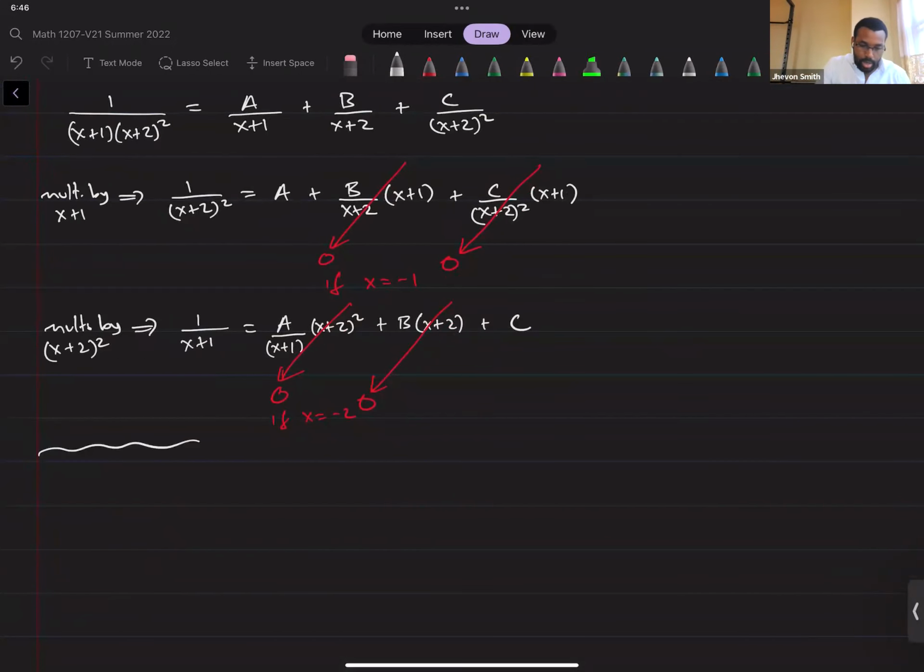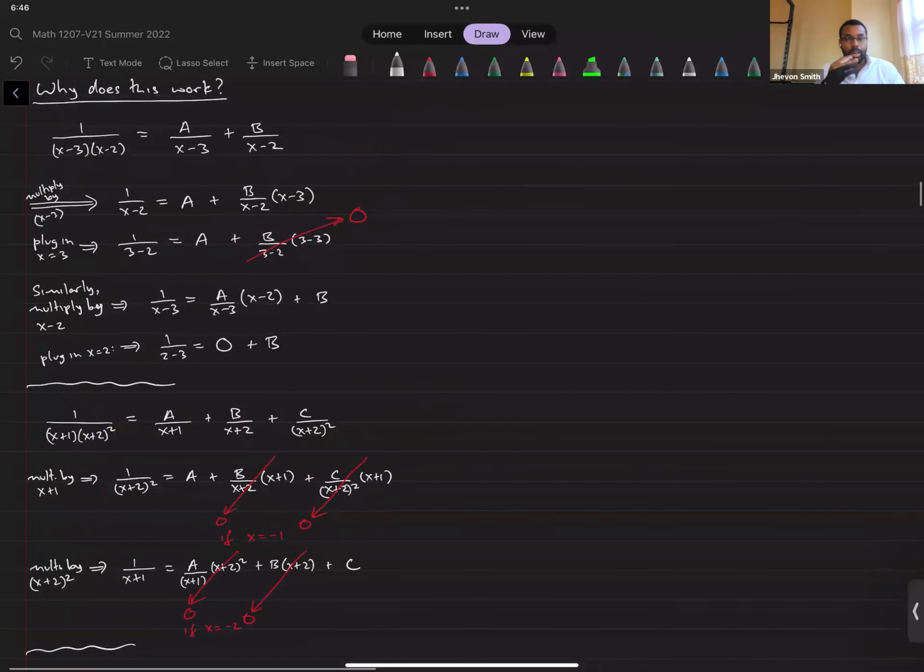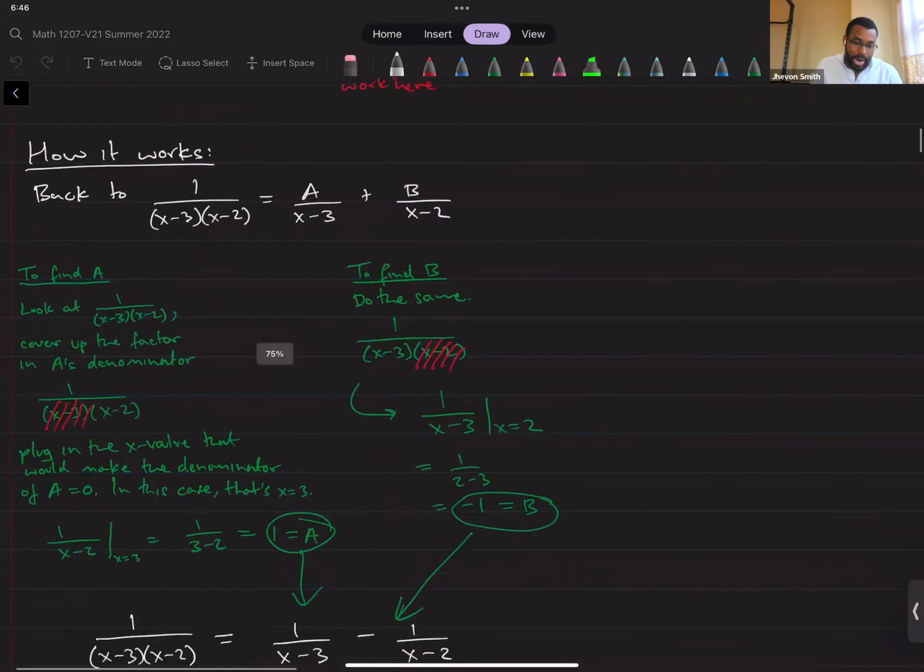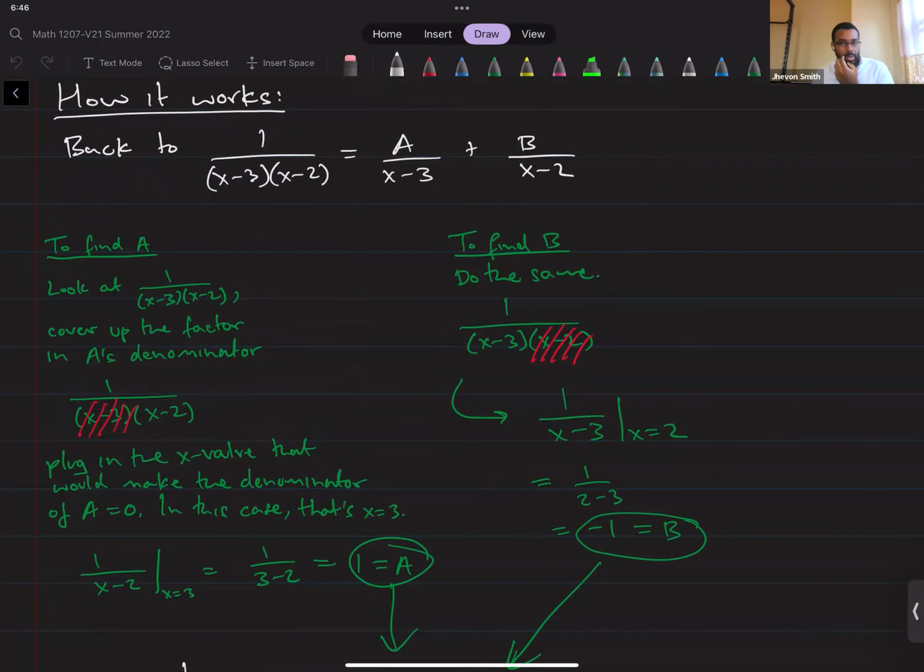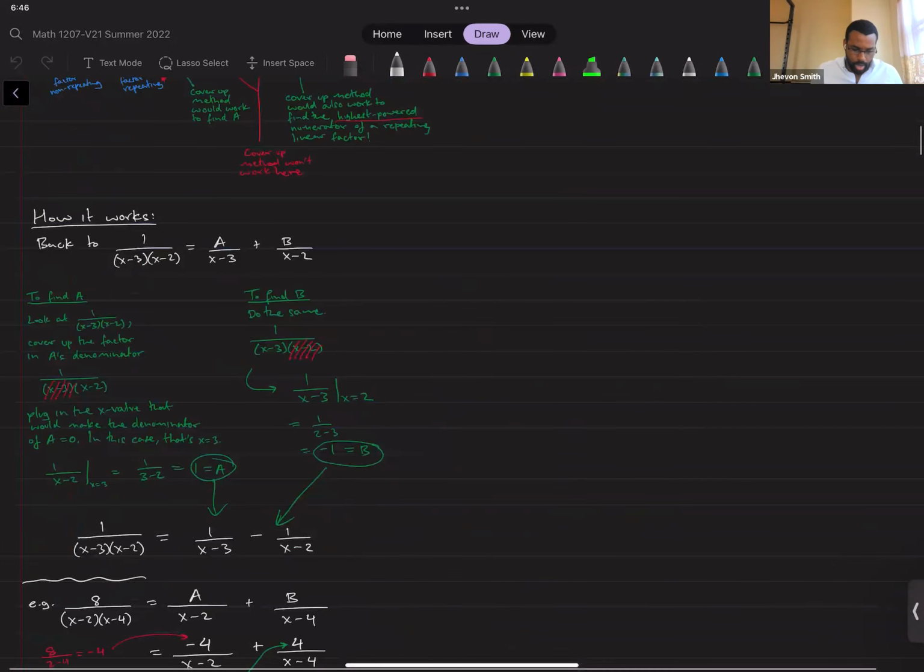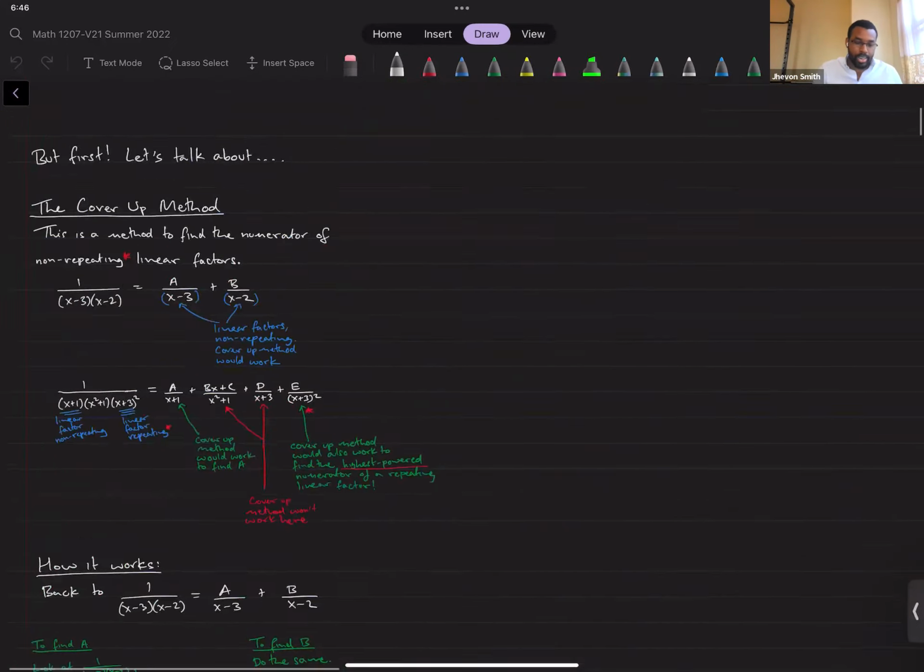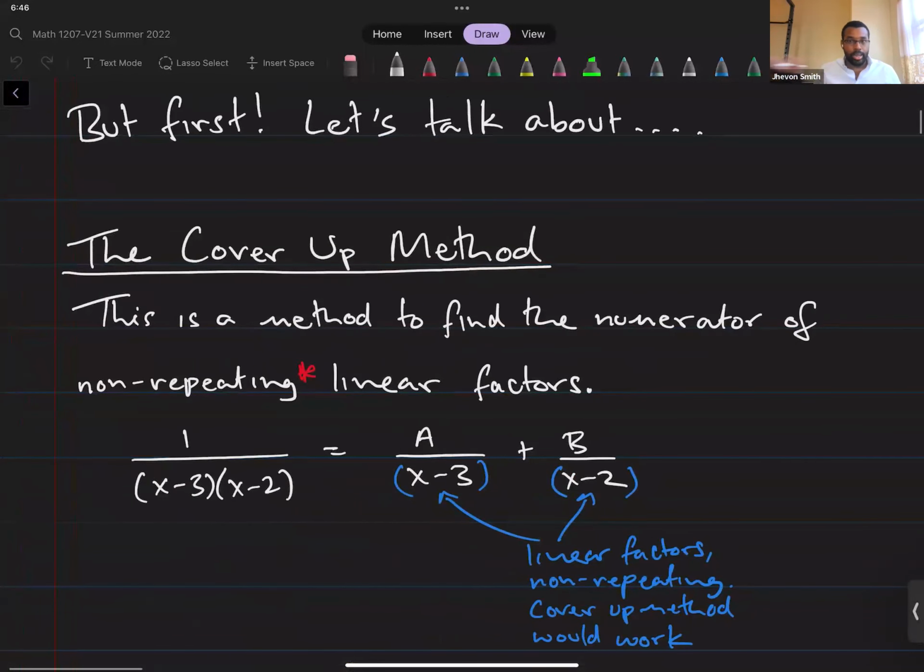So that's a nice little non-complex analysis way to show you why this actually works. But that is essentially, in practice, how it would happen, right? So you have a non-repeating linear factor, or the highest power of a repeated linear factor. You can just cover that factor up on the left, plug in what would make that factor 0, and that will be the arbitrary coefficient. And that works in this very specific case. It only works for linear factors. So if you have a quadratic, you just have to use one of the methods that I taught you last time.